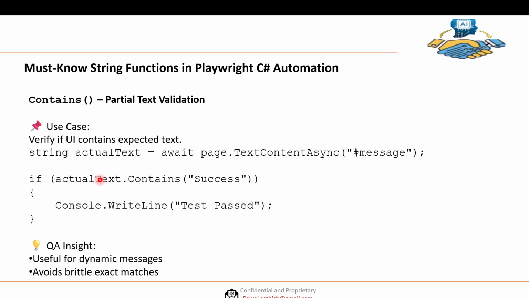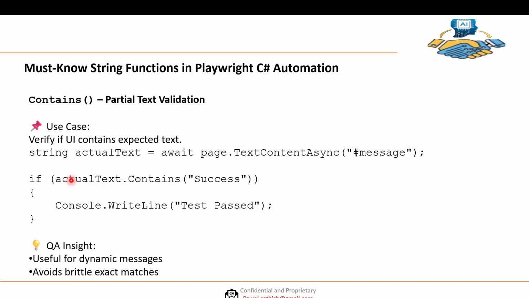So first we'll start with the Contains function. It performs partial text validation, and here I give one use case. When the actual text contains the text "success", it returns true, the if condition becomes true, and we are marking the test passed.